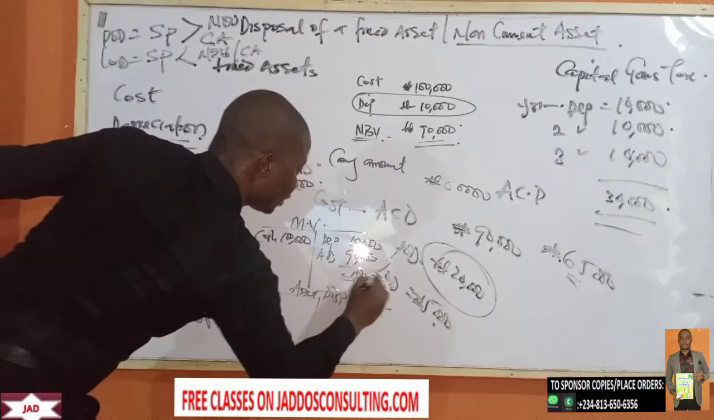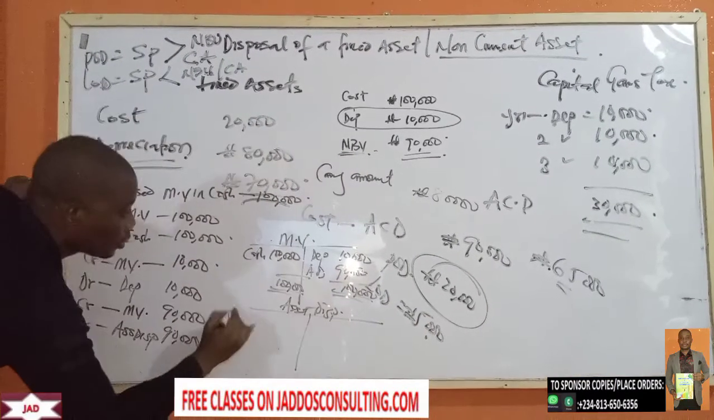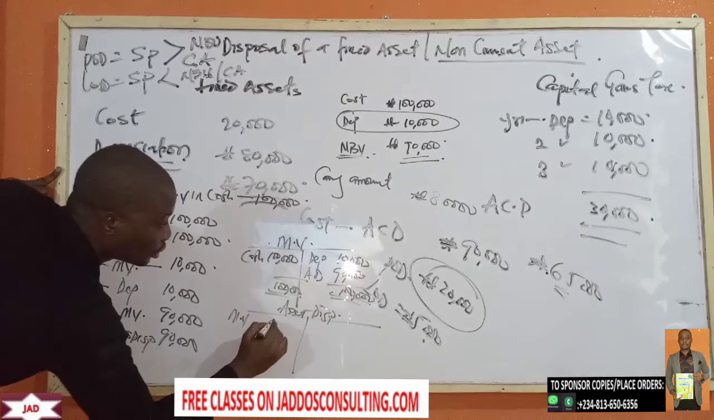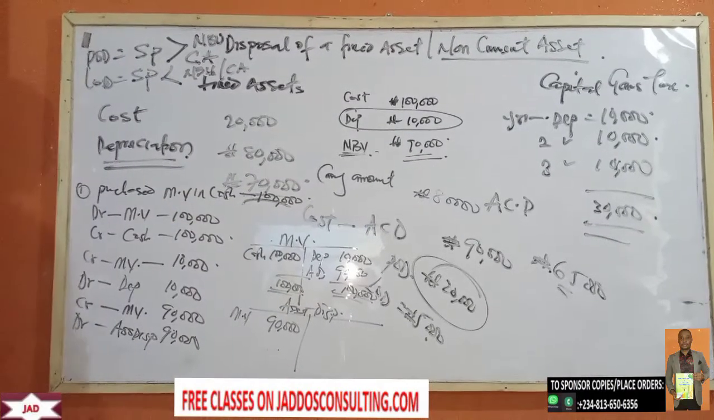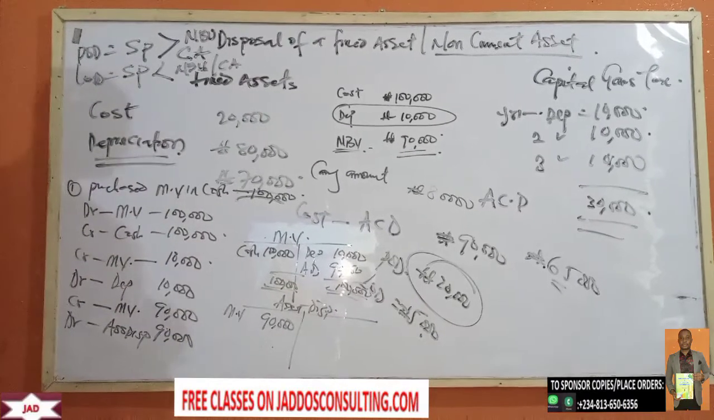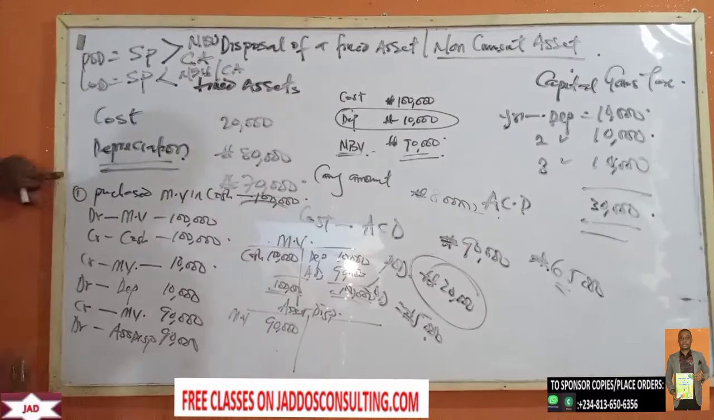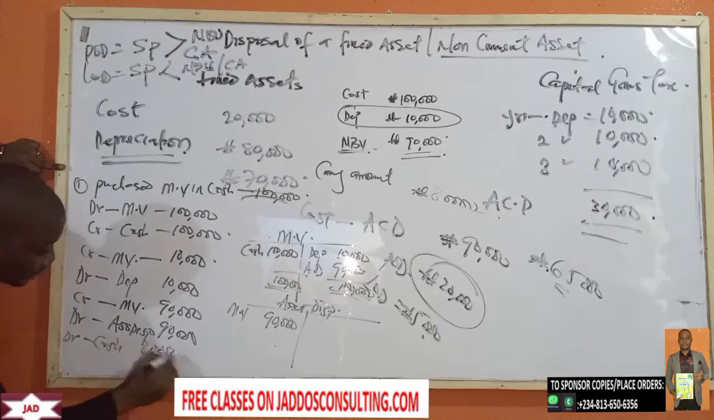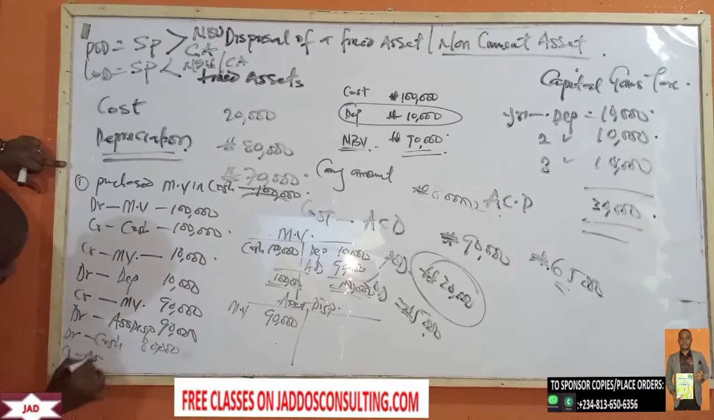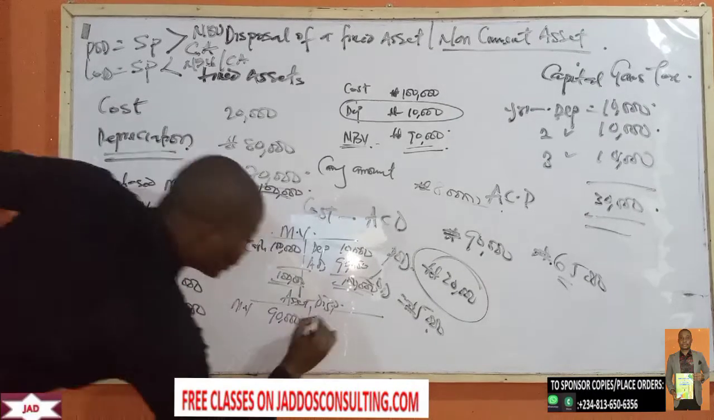So we have 100,000 closing the account. So here we'll say what? Motor vehicle. How much? 90,000. Okay? Now how much did we sell the assets? 80,000. So if you sell, that means you're going to what? Debit cash, which is bank, with 80,000, and then credit what? Asset disposal, right?